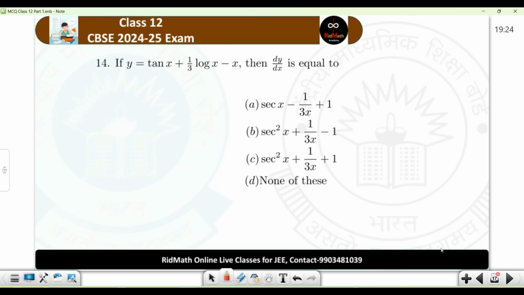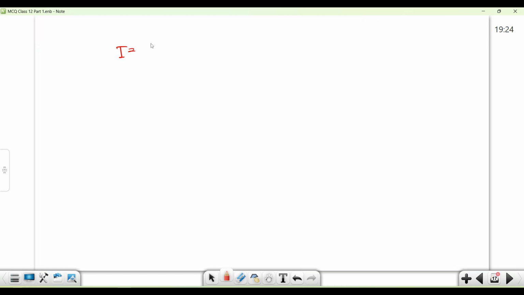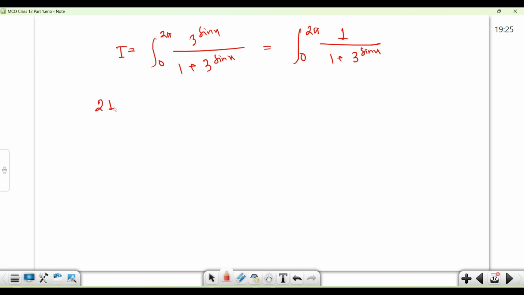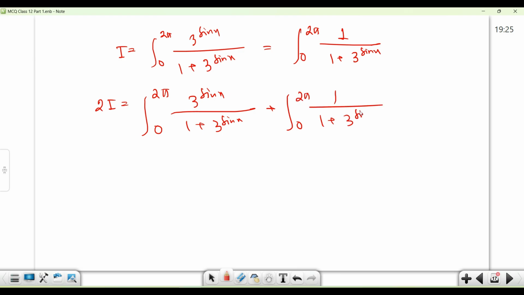So that means I is equal to the integral from 0 to 2 pi of 3 to the power sin x divided by 1 plus 3 to the power sin x, and this is also equal to the integral from 0 to 2 pi of 1 by 1 plus 3 to the power sin x. So 2I is equal to adding these two: the integral of 3 to the power sin x divided by 1 plus 3 to the power sin x plus the integral from 0 to 2 pi of 1 by 1 plus 3 to the power sin x. So that means the integral from 0 to 2 pi of 1 plus 3 to the power sin x divided by 1 plus 3 to the power sin x, and obviously dx.